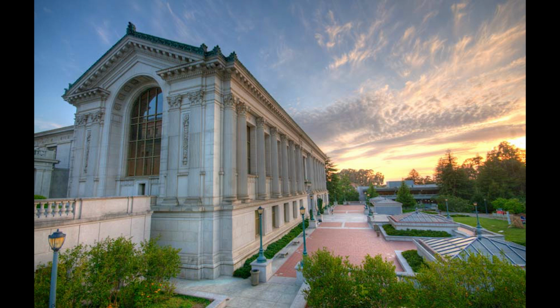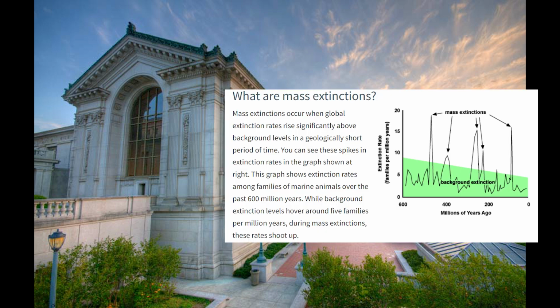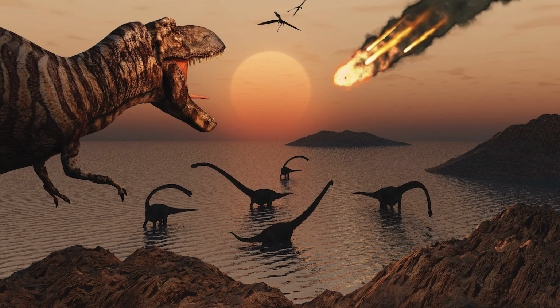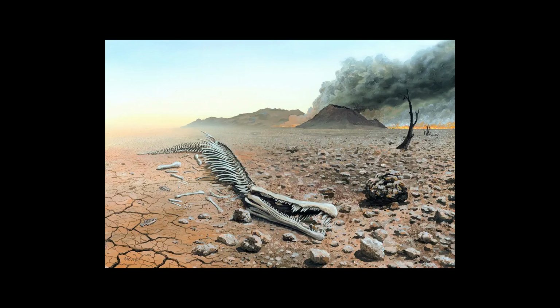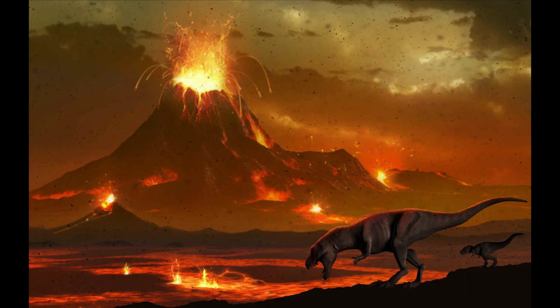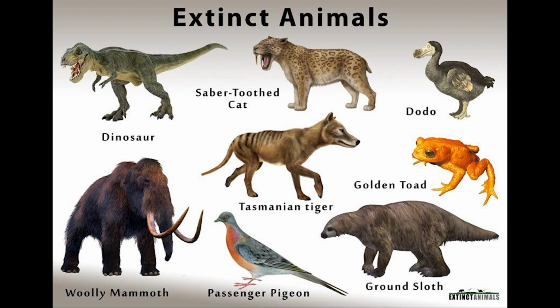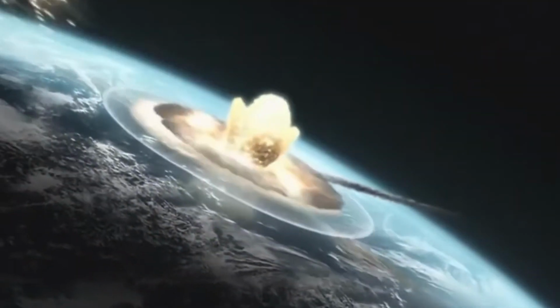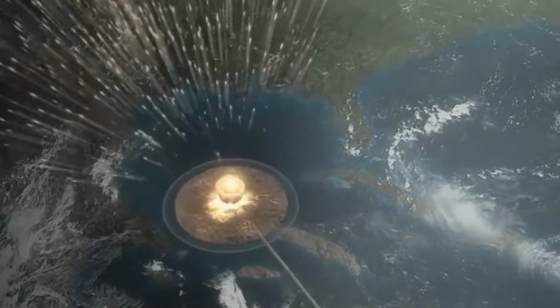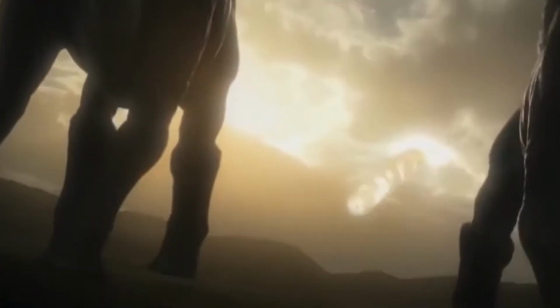According to the University of California, Berkeley, a mass extinction occurs when global extinction rates rise significantly above background levels in a geologically short period of time. Throughout the history of Earth, species have gone extinct quite frequently, with scientists currently estimating that 99.9% of all plant and animal species that have ever existed on Earth are now extinct. It is not necessarily the fact of extinction that makes the concept of mass extinction so fascinating, but rather the abrupt disappearance of a large amount of life forms in a relatively short time frame.